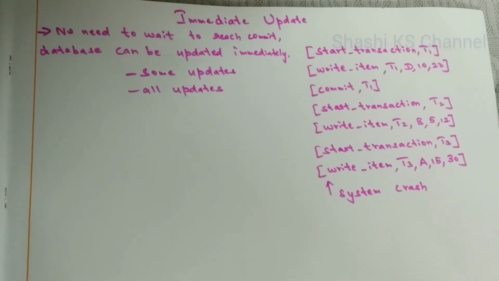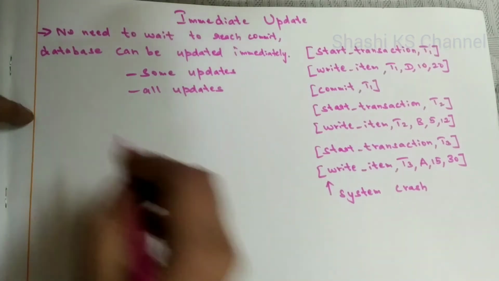Immediate update means the transaction is not going to wait till it reaches its commit point. It is going to immediately update the database on the disk as soon as it updates the data item during the transaction. It can be all the updates, or it can be some updates before the commit point and some updates after the commit point. Both are possible. So this is the basic concept. It is not going to wait till it reaches its commit point.